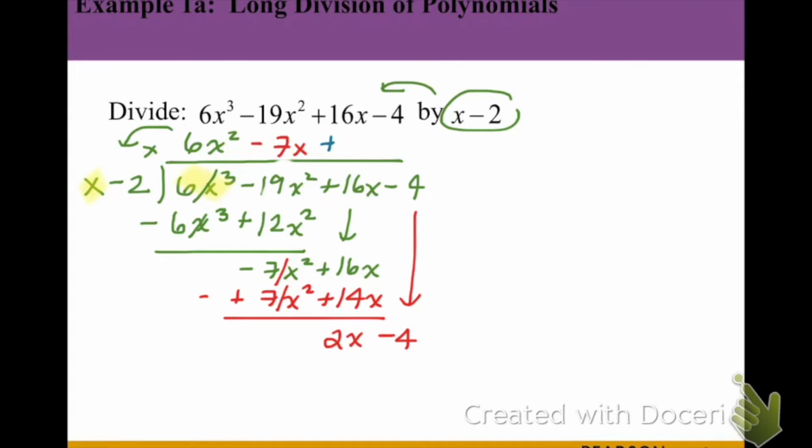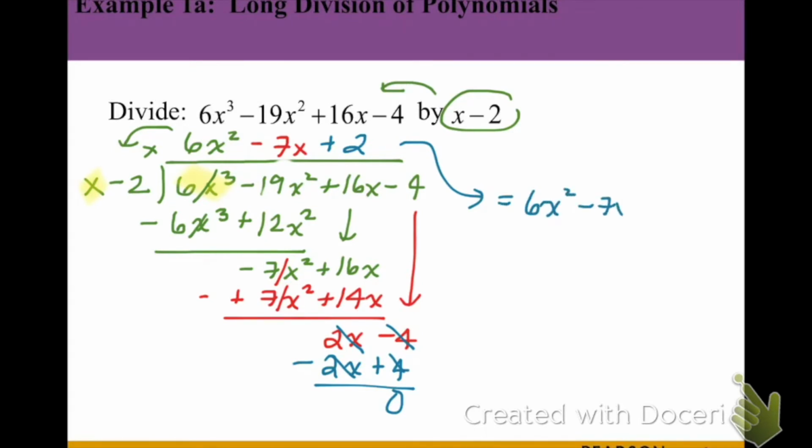So then we're going to go one more time. We need to think, x times what gives us 2x? In that case, it's going to give us a positive 2. So if we distribute that 2 to both the x and the minus 2, that gives us a 2x minus 4, which if we subtract one more time, cancels everything out because it's changing to positive again. The remainder is 0. So our answer here would be 6x squared minus 7x plus 2 with no remainder.